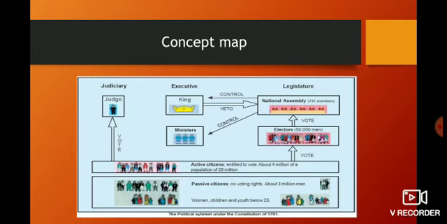In the legislature, come to the bottom, children. Can you see the passive citizens? They don't have any voting rights. For example, about 3 million men, women, children and youth below 25 will be there, but they are not eligible to vote. Instead, active citizens are entitled to vote, about 4 million of a population of 28 million. Of about 28 million people, only 4 million are eligible to vote.